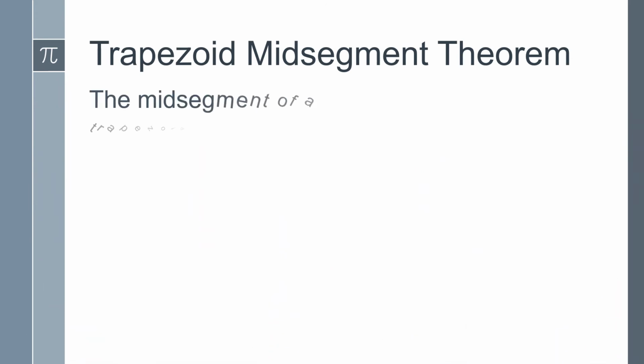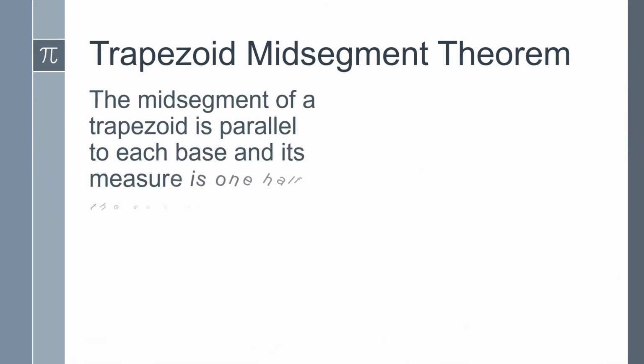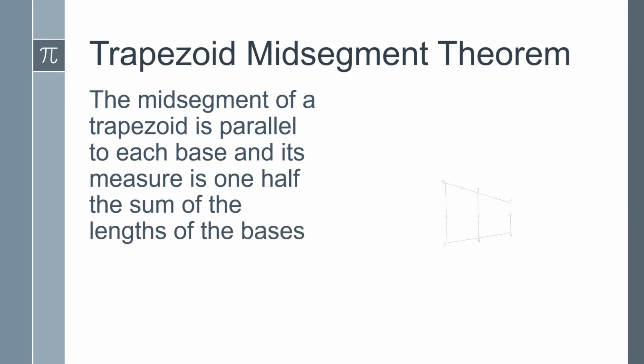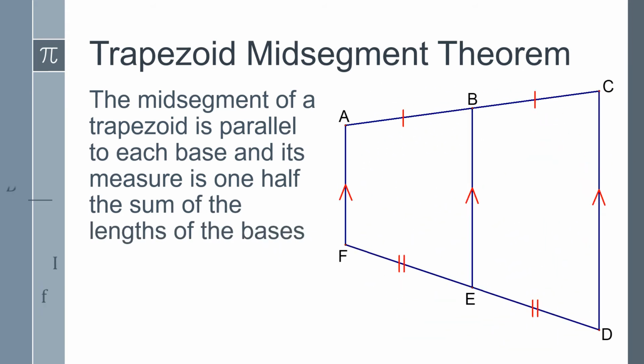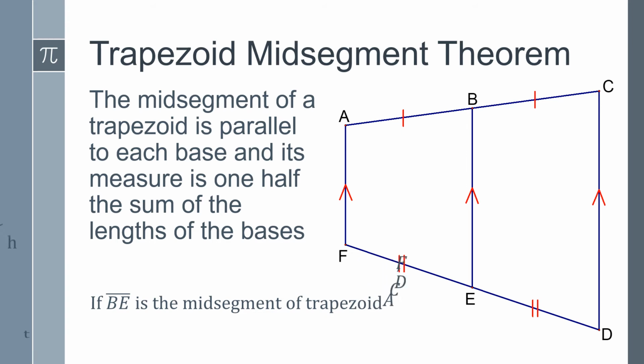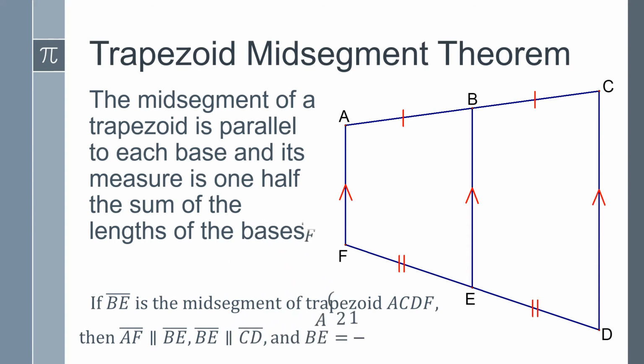Okay, so the trapezoid midsegment theorem is this. The midsegment of a trapezoid is parallel to each of its bases and its measure is 1/2 the sum of the lengths of the bases. In other words, it's going to be the average of these two. So if this is AF, add it to CD, divided by 2, or multiplied by 1/2. And BE is going to be parallel.